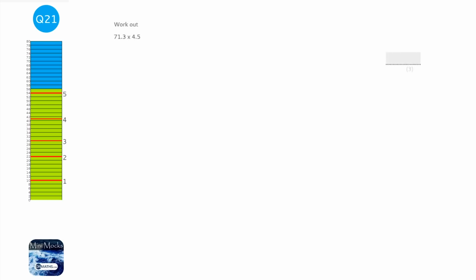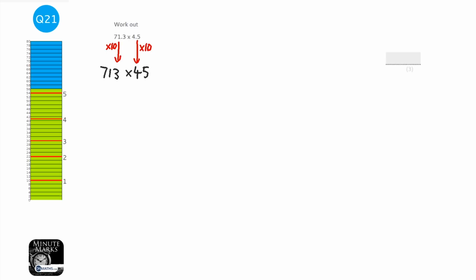Okay, so for this question, the first thing we're going to do is convert these into easier numbers to deal with. So I'm going to times this left-hand one by 10 and times this right-hand one by 10. So we actually end up with whole numbers, which are much easier to multiply. I've just got to remember to turn them back at the end.